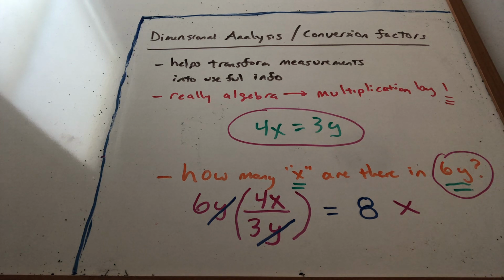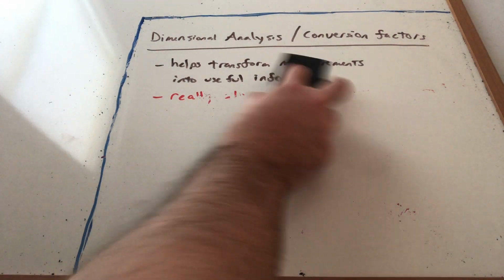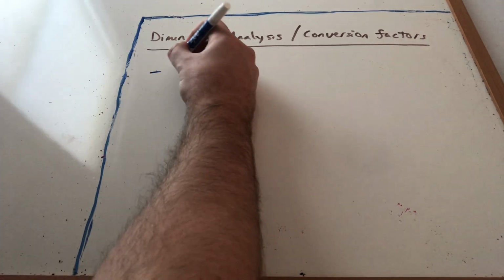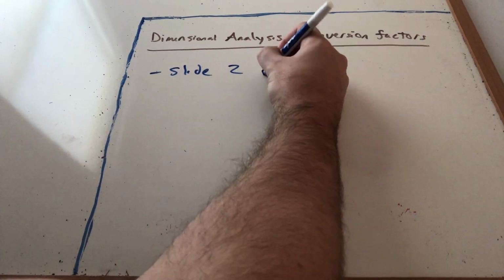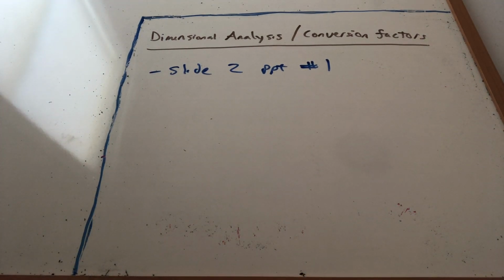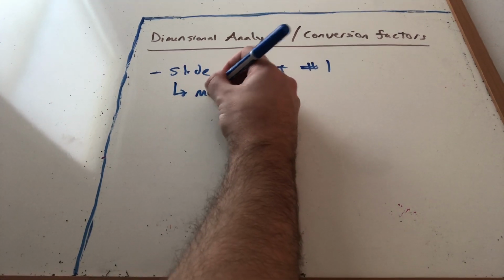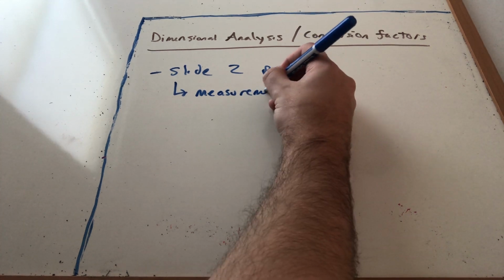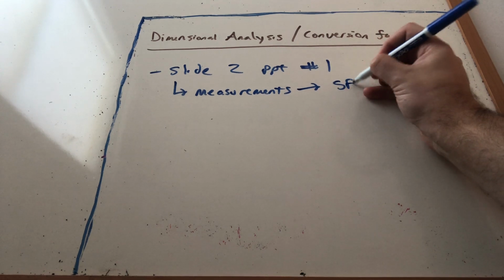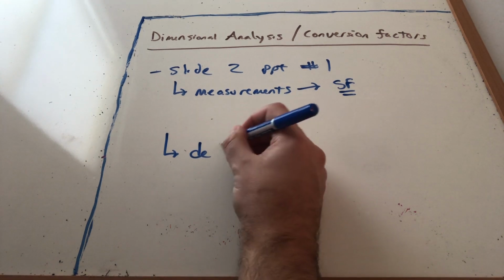So conversion factors come from two different sources. And you can see this on slide 2 of PowerPoint number 1. You'll see a list of different equalities. Sometimes these equalities come from measurements. So conversion factors, which come from equalities, can come from measurements, and then they are subject to significant figures. Sometimes equalities come from definitions, though.